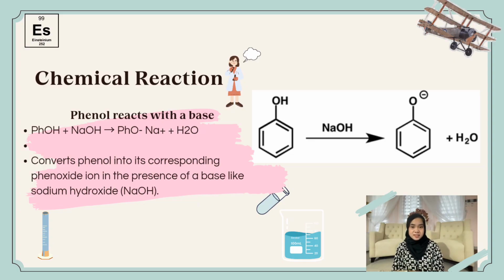When phenol reacts, it can undergo various chemical reactions. One common reaction is the formation of phenoxide ions when phenol reacts with a base. This reaction can be represented as PhOH + NaOH → PhO−Na+ + H2O. This reaction converts phenol into its corresponding phenoxide ion in the presence of a base like sodium hydroxide.